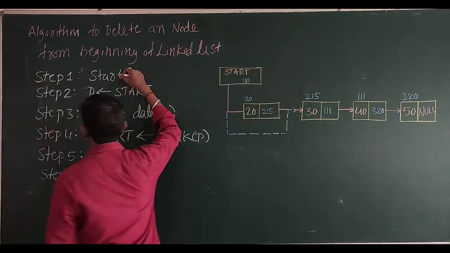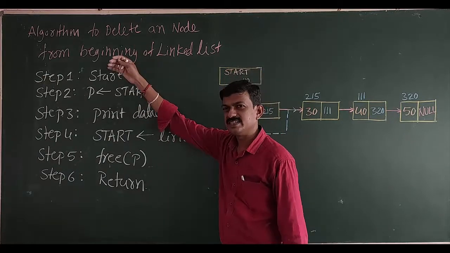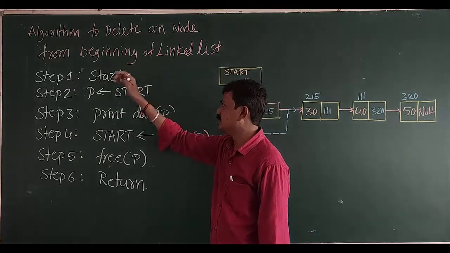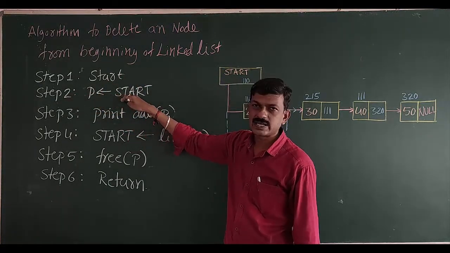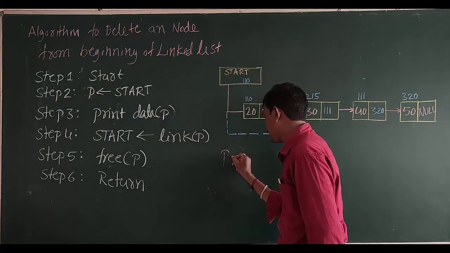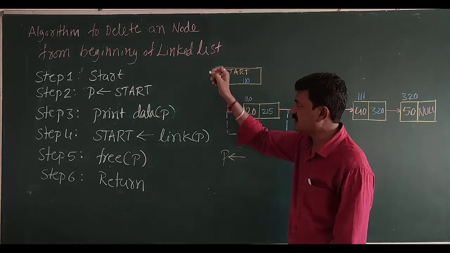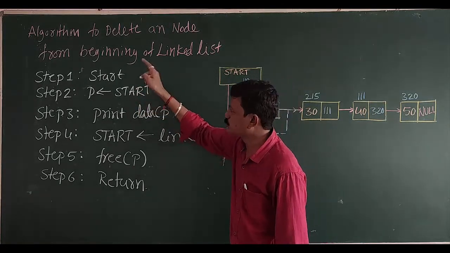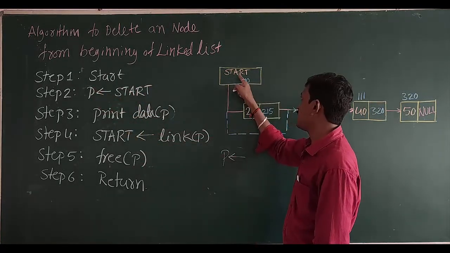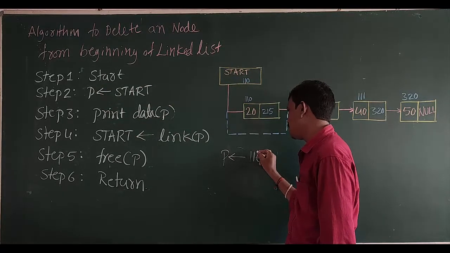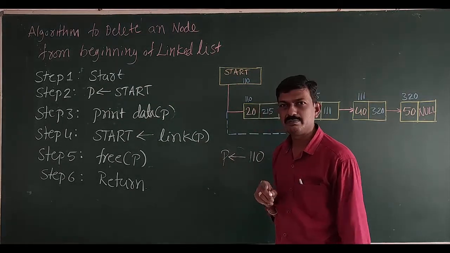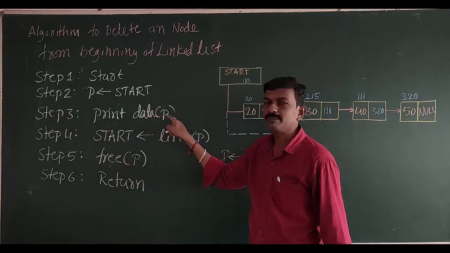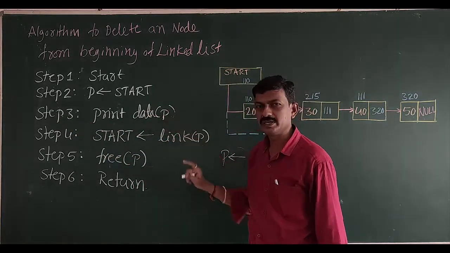See this one? Step 1, start, is the initial condition of the algorithm. Step 2, p equal to start: I take a variable p and assign whatever the start pointer contains to p. The start pointer contains 110, so 110 is assigned to variable p. Step 3, print data part of p.